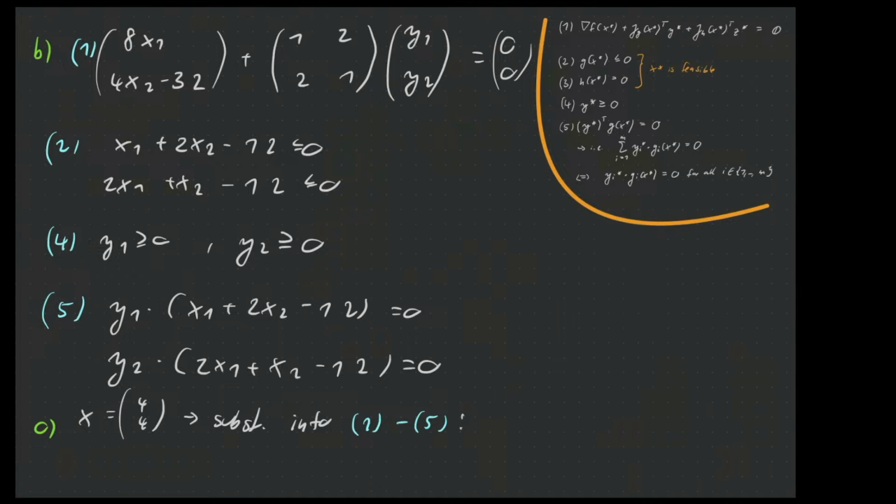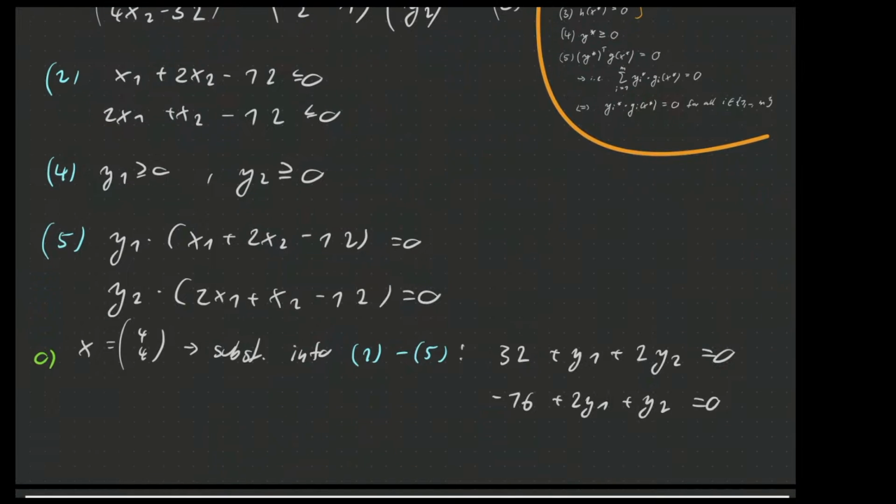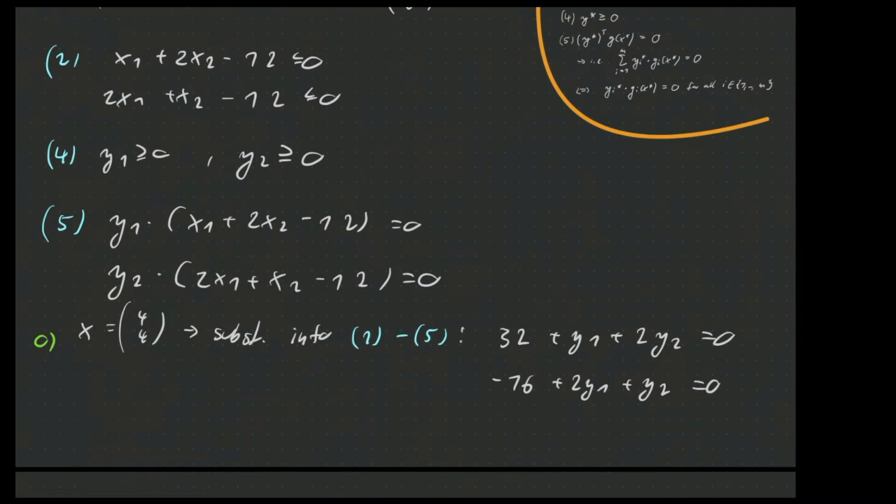And what we get is, let's see, first condition is 8x1, 8 times 4 is 32, plus y1 plus 2y2 is 0. Second condition is 4 times 4 is 16, minus 32 is minus 16, plus 2y1 plus y2 is 0. So that's the first condition.